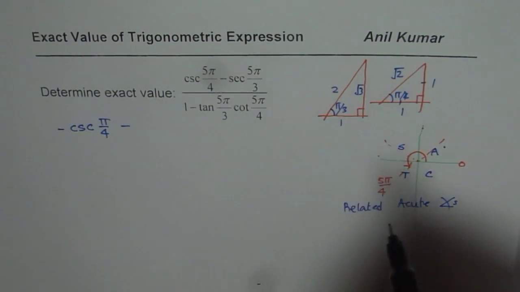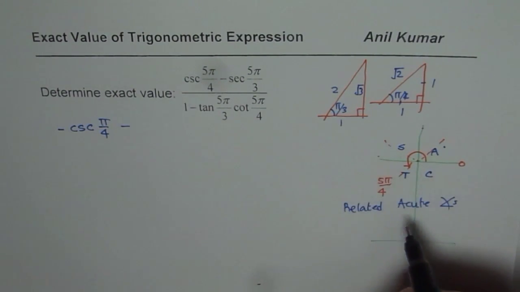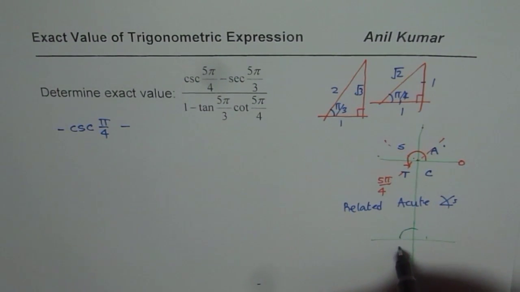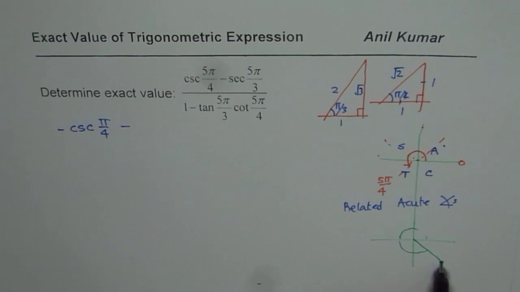5 pi by 3. Now for pi by 3, let me make another triangle, as you might get confused in this one. Okay, let's make another one. Pi by 3 means this pi is divided into 3 portions. So 3 and 3 here, 6. So the fifth will be somewhere here, right? So that is my 5 pi by 3.